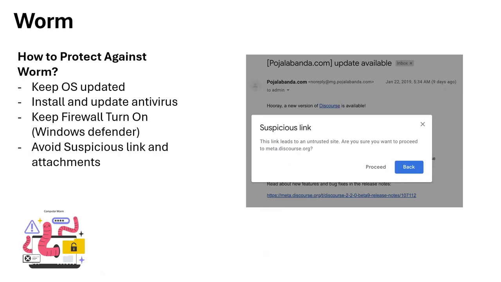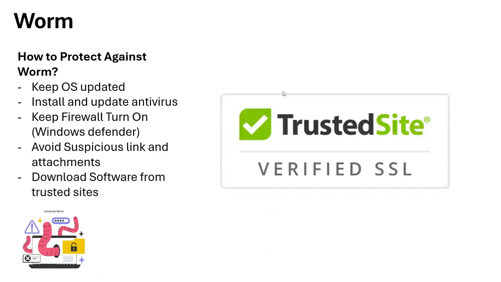Avoid suspicious links and attachments. Never open any suspicious link or attachment, because if you open it, files can be downloaded onto your system and affect your computer system, server, or network. Always download software from trusted websites. Never download it from third-party websites.